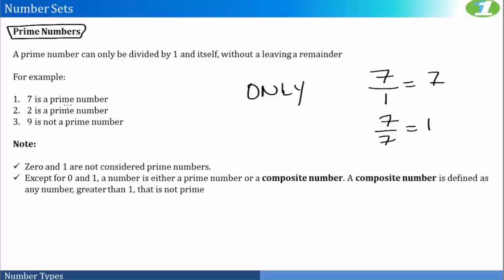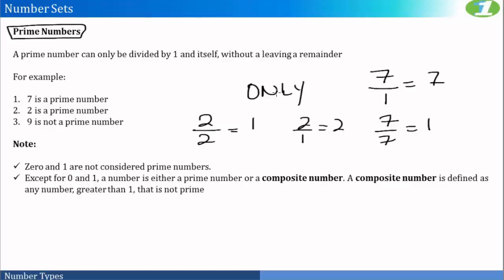Why is 2 a prime number given that fact? Well, 2 divided by 2 is 1, and 2 divided by 1 is 2. There are no other numbers that can divide 2 without leaving a remainder, all right?